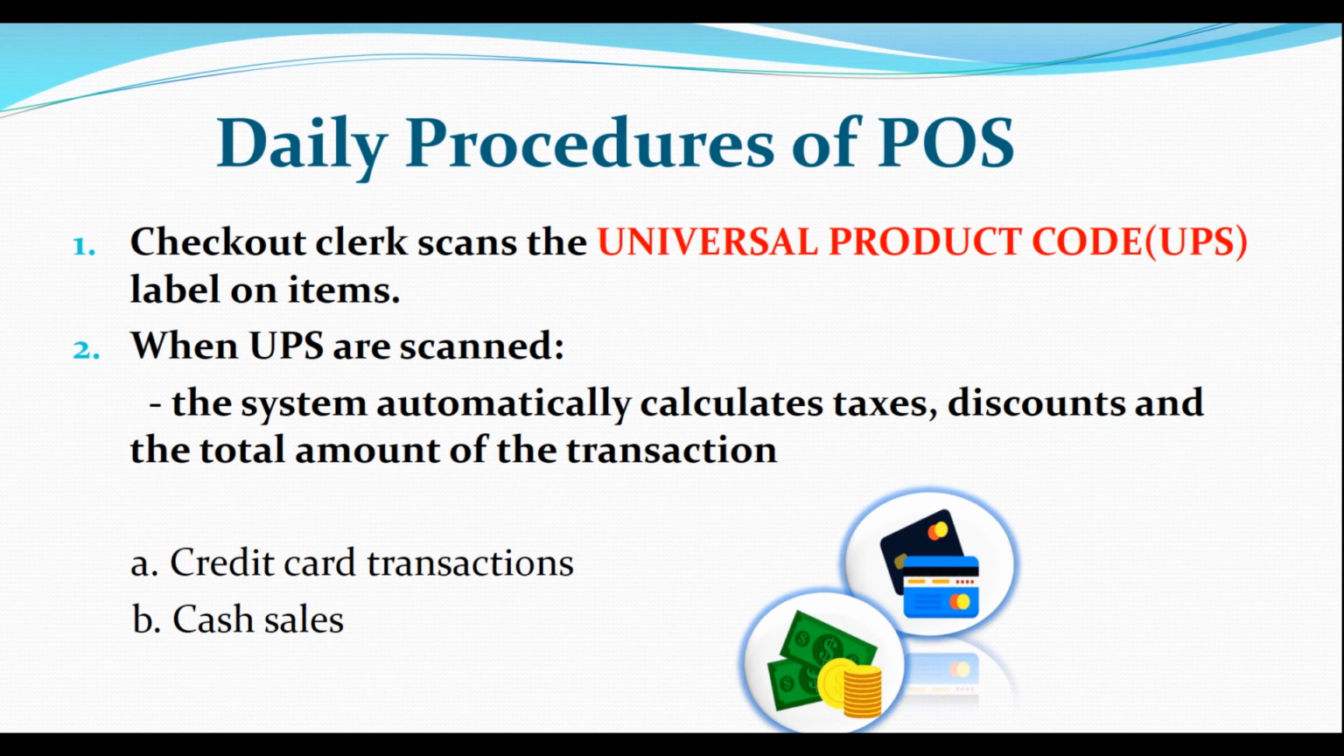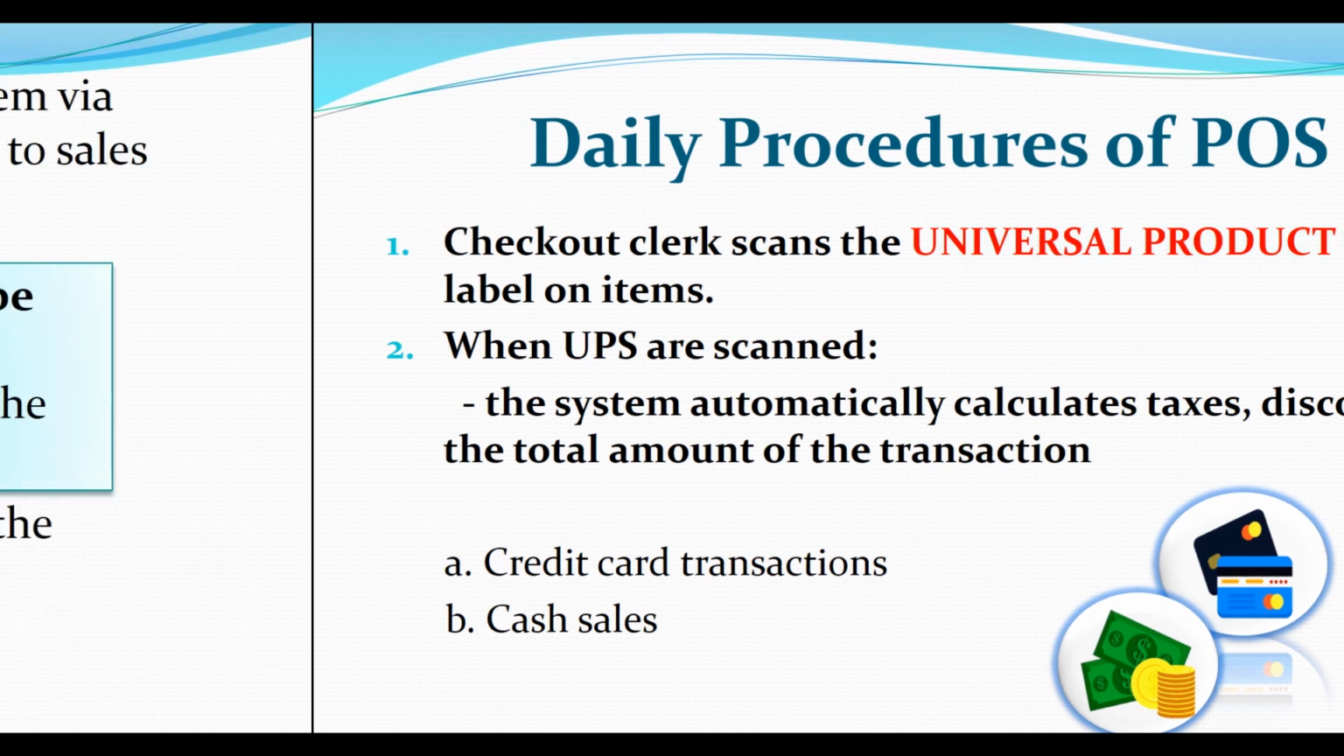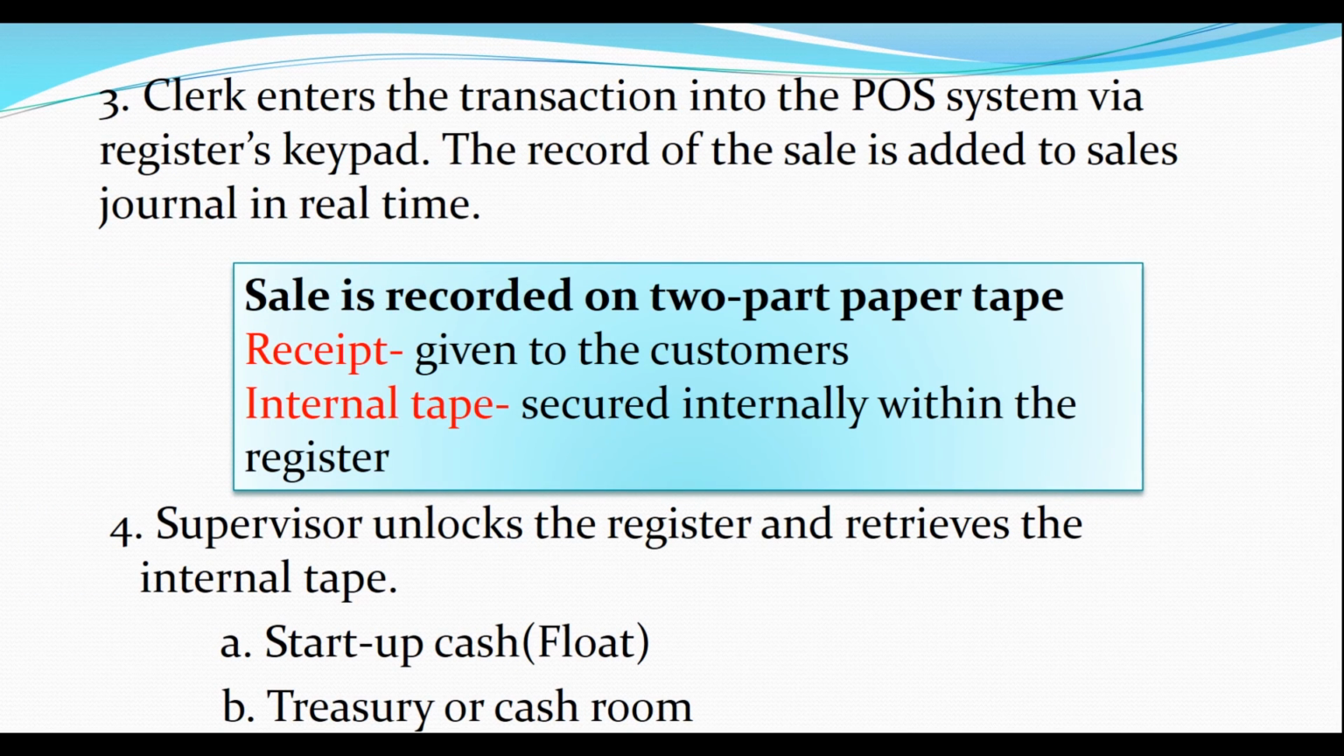Daily procedures of POS. Number 1. The checkout clerk scans the universal product code label on items. Number 2. When UPCs are scanned, the system automatically calculates taxes, discounts, and the total amount of the transaction. Number 3. The clerk enters the transaction into the POS system via the register's keypad. The record of the sale is added to the sales journal in real time.